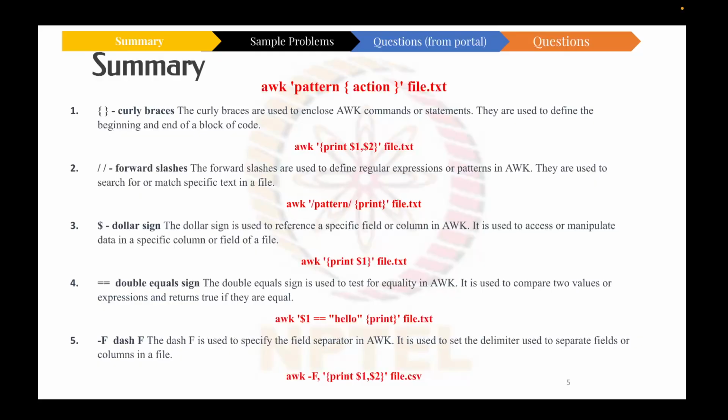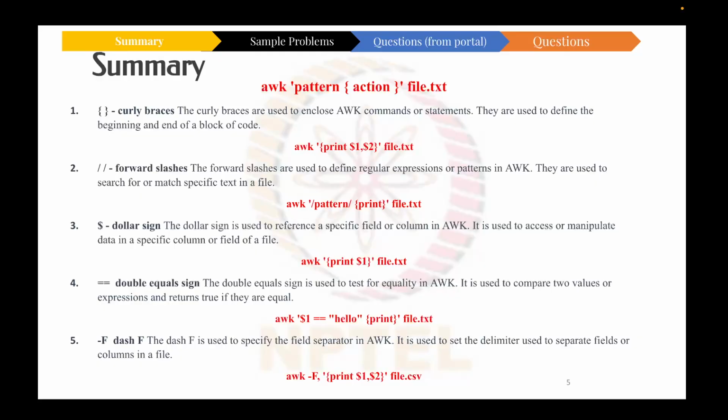Then we have forward slashes. The forward slashes are used to define regular expression or patterns in awk. They are used to search for or match specific text in a file. So the example command, awk /pattern/ curly braces print in file.txt, the forward slashes are used to define the pattern, which is then used to search for lines that contain this pattern in file.txt.